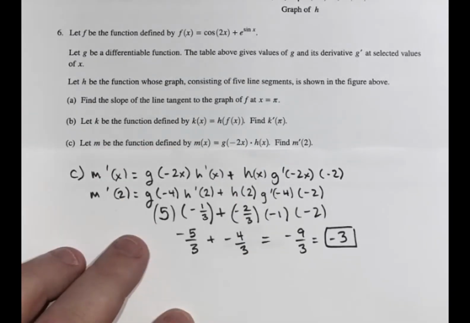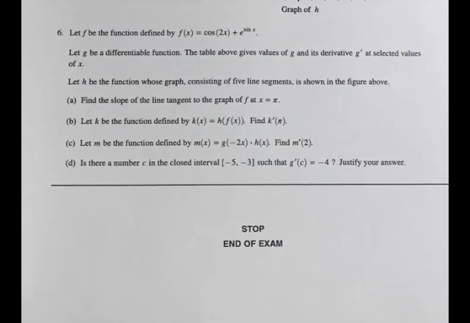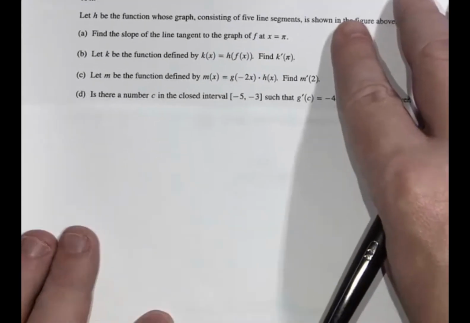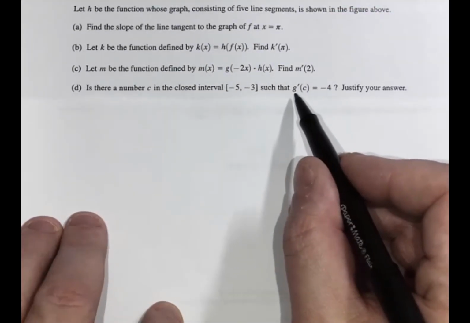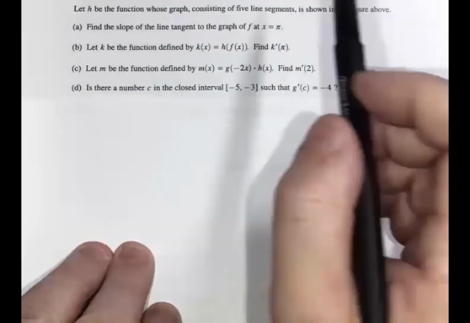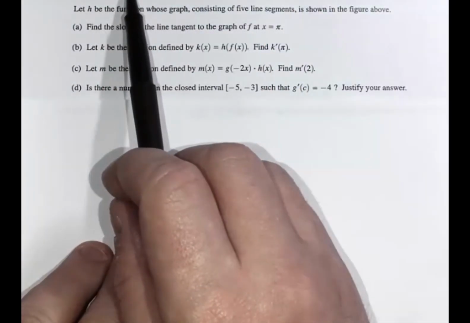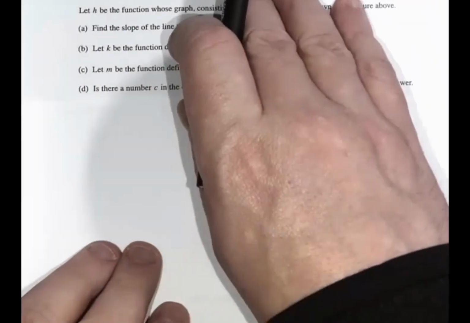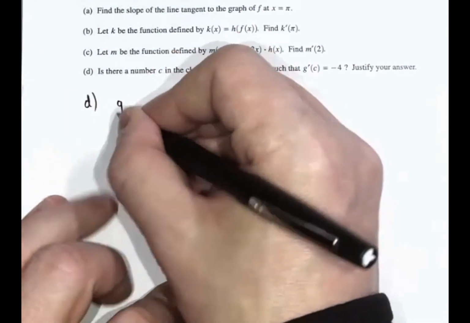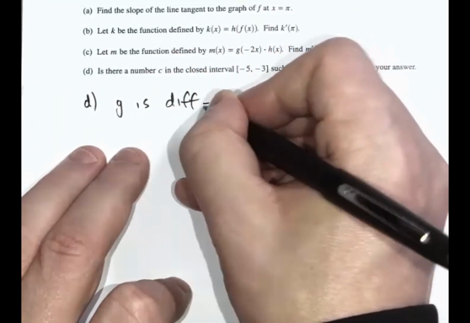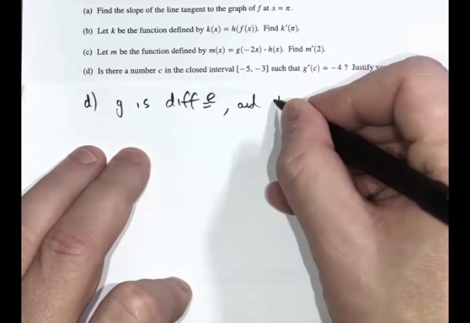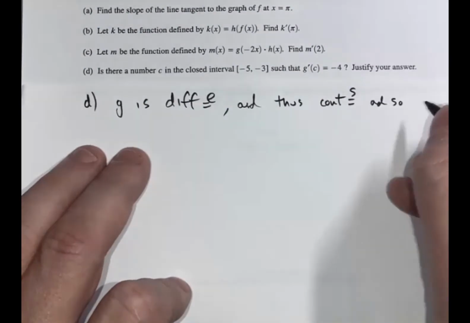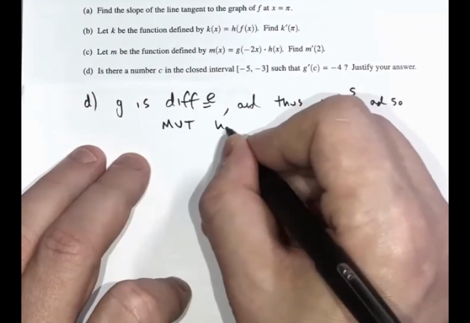Okay, ready for the last part? The last part is a justification. Is there a number c in the closed interval from negative 5 to negative 3 where g prime of c equals negative 4? Okay, so notice that g is a differentiable function. It said that g is a differentiable function. So that means g is differentiable and thus continuous, and so the mean value theorem holds.